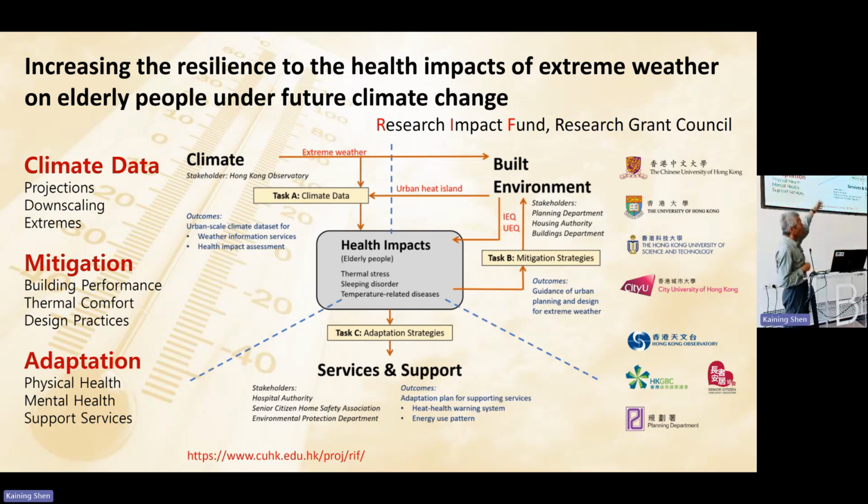But the more important thing about the program is that not only do 4 universities join hands, but we also gang together the observatory people, the Green Building Council, the planning department, and the public health service department, because they are the people who eventually need to formulate strategies and also policies to enable some of the things to come together.